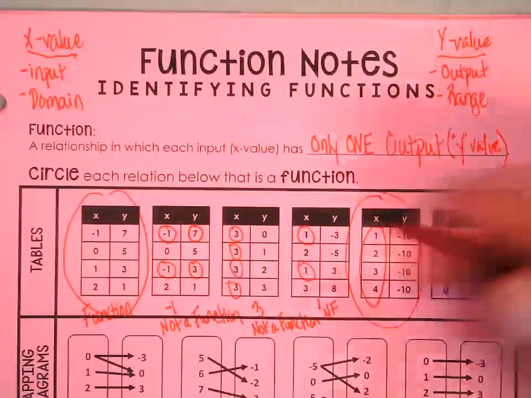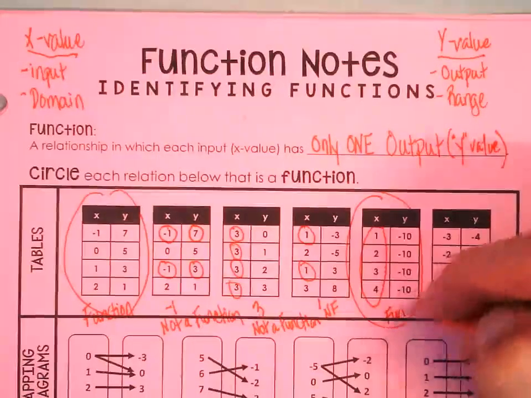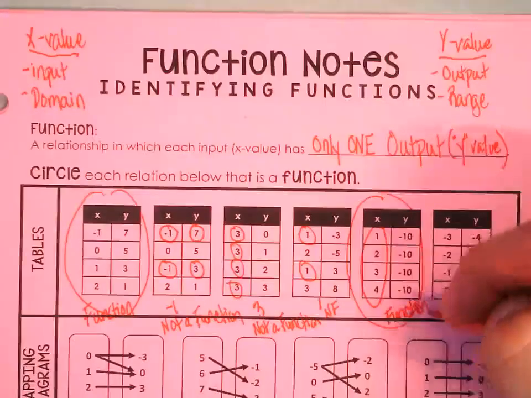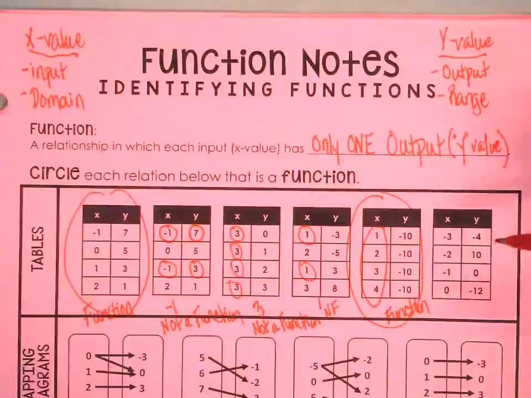Okay, and we're going to look at the last one. So this is a function. Remember, the secret is to look at your x values. So let's look at the last problem. And you should be saying to yourself that this is also a function because I have -3, -2, -1, and 0. And the y values are all different. And it wouldn't make a difference if they were. We want to look and see that the x values are not repeating.